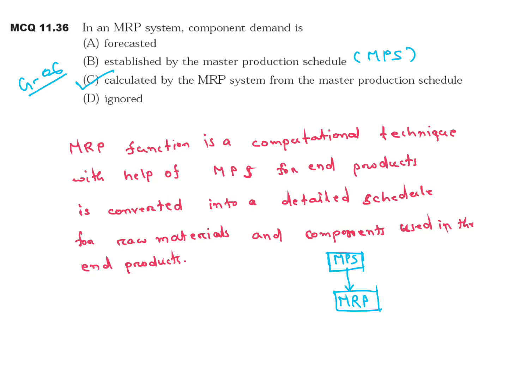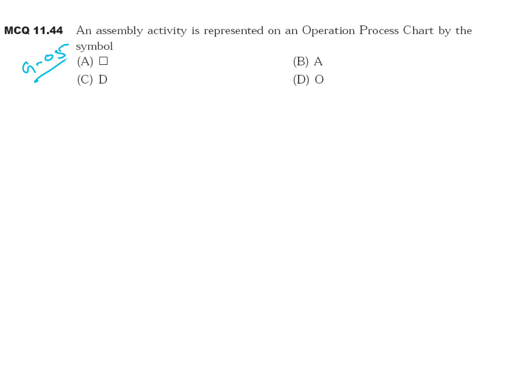This is a GATE 2005 question. An assembly activity is represented on an operation process chart by the symbol. The activity symbol is D. D is the answer. This type of question was already asked in the Vizag Steel 2012 paper.